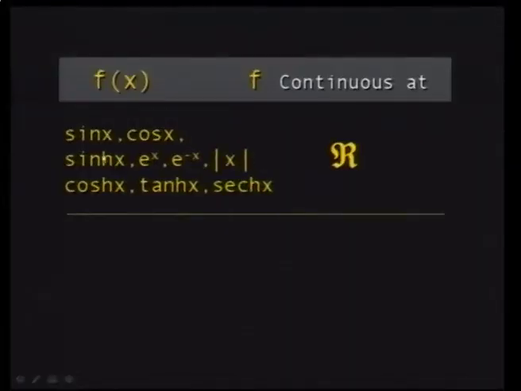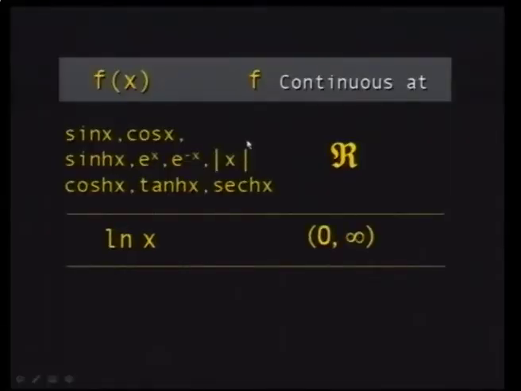Now, usually all the elementary functions that we are used to, or the ones that we exposed before, are usually continuous on their domain, which is a nice thing. We are lucky. For example, the sine, cosine, all the trigonometric functions, the hyperbolic sine, the exponential, the modulus of x, the hyperbolic cosine, the hyperbolic tangent, the hyperbolic secant, all of them are continuous on the set of real numbers, on R.